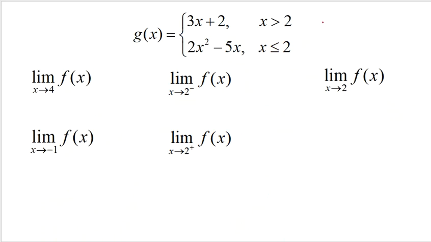This time, I have 2 options for where I'm greater than 2 and where I'm less than or equal to 2. So be careful, I kind of switched the order up here. The top is greater than 2. The bottom is less than or equal to 2, okay? So just make sure you pay attention to those signs.